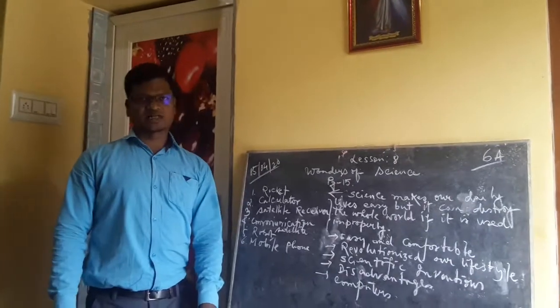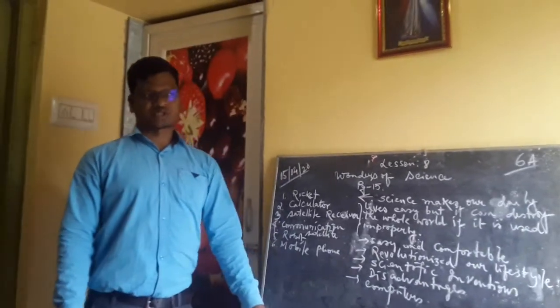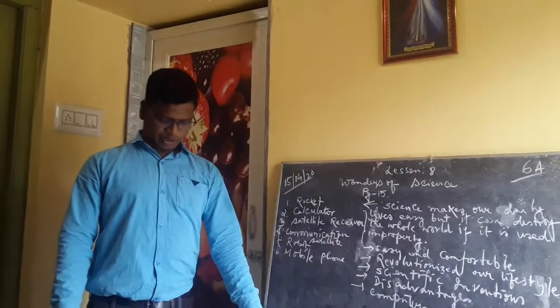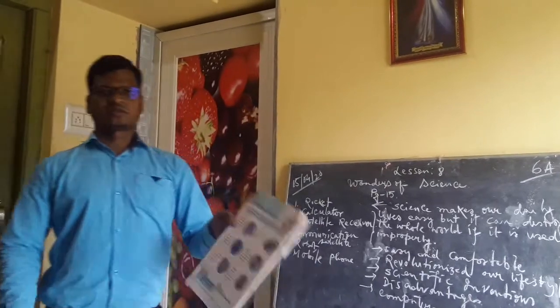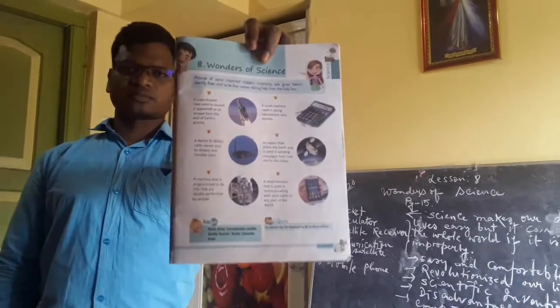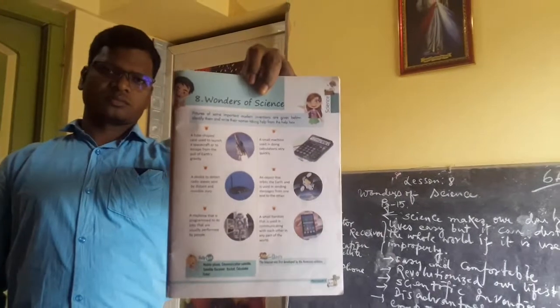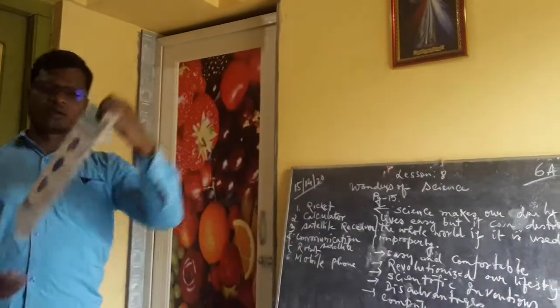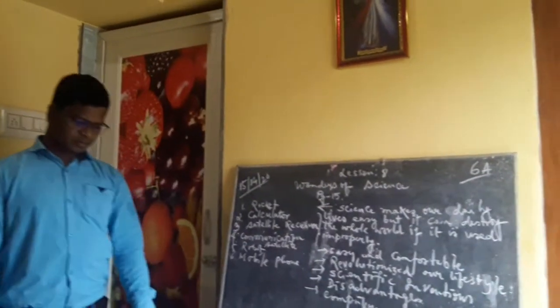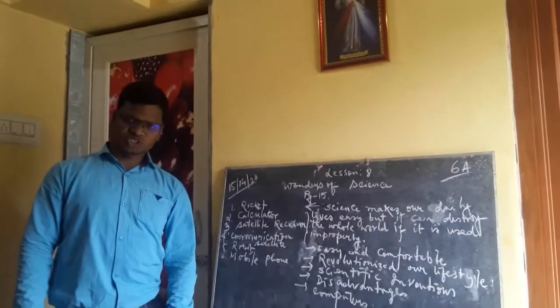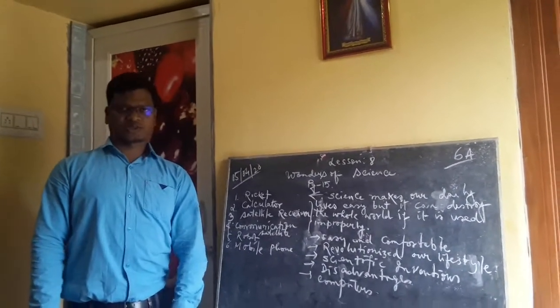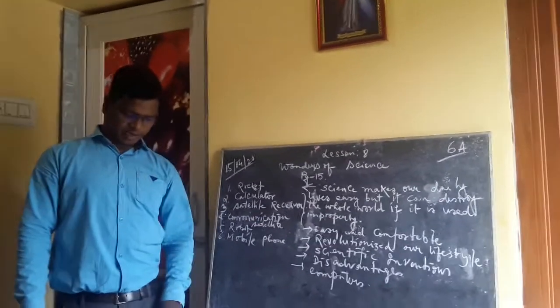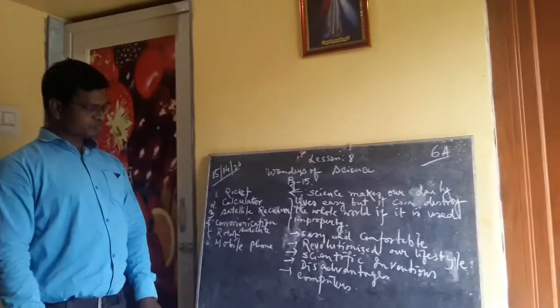Before we start this lesson, I will show you some pictures from the book itself. You can see at page number 15. Look at this one here. What do you see here? These are all inventions of the scientists. Scientists have invented this many things.